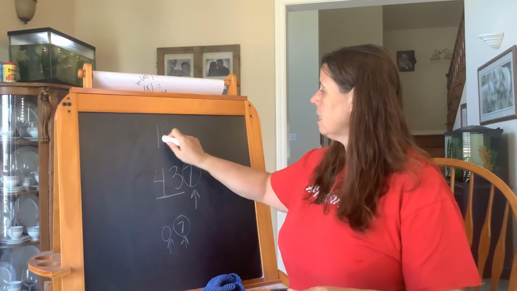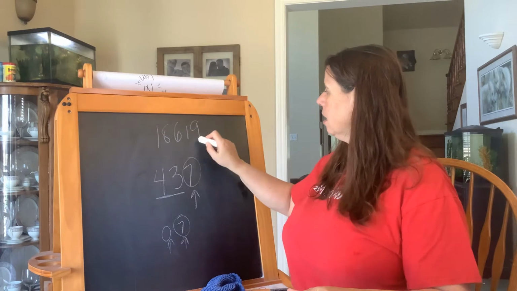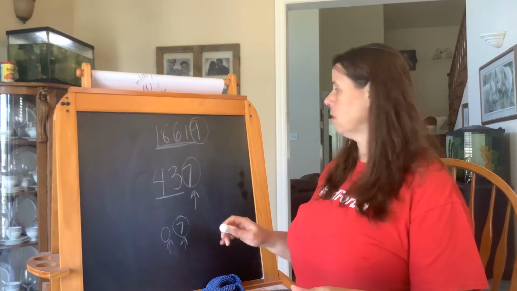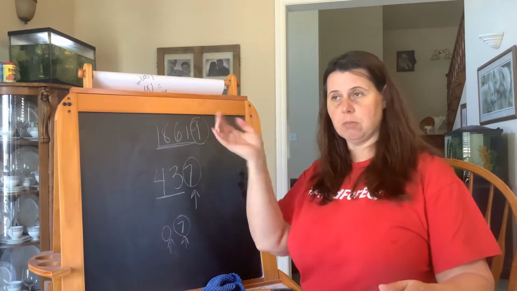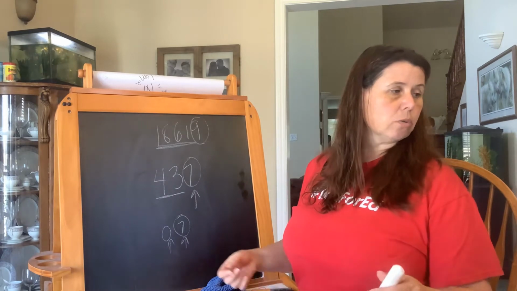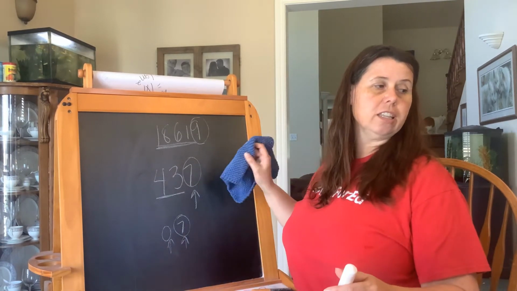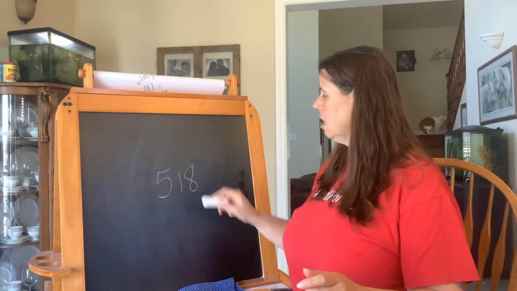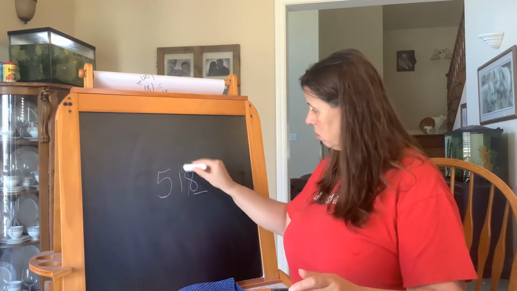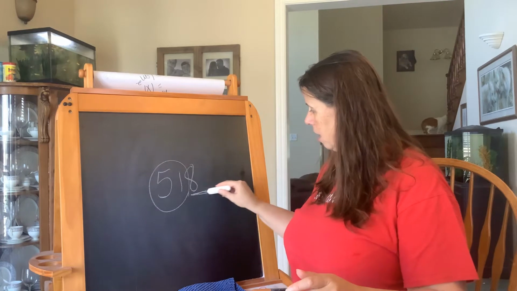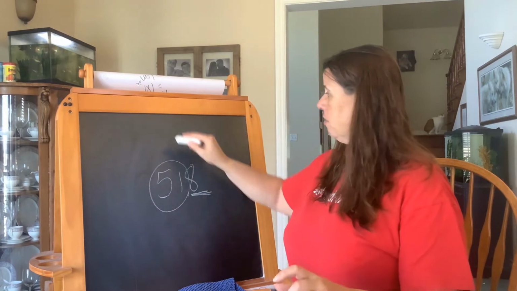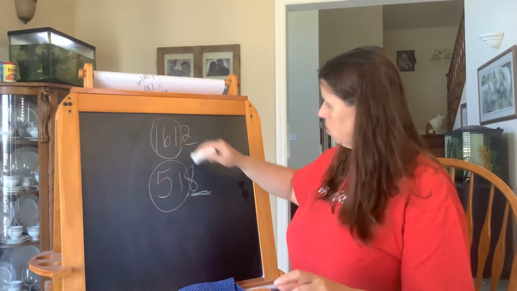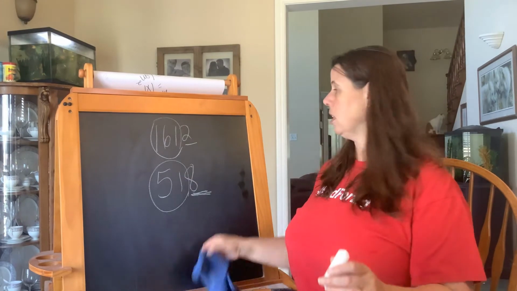So if we had 18,619, the leaf is 9, the stem is 1861, okay? All you need to remember, leaf is the last number. Anything that comes in front of it is the stem. So in question number 1, in each number, underline the leaf and circle the stem. So let's try 518. Underline the leaf, circle the stem. So all you're doing is underlining the last number, circling whatever's in front of it. So if it's 1612, underline the leaf, circle the stem. Piece of cake. Pause the video, go do number 1.